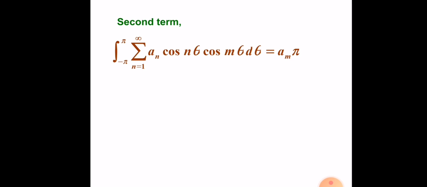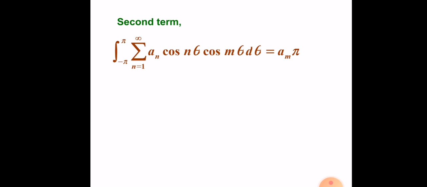So you can directly take the result from there. So here I can write sum over n equal to 1 to infinity an cos n theta cos m theta d theta will be am pi. It is equal to am pi. So for m equal to n, it is pi, and for all the other cases it is equal to 0. So we can take am instead of an.